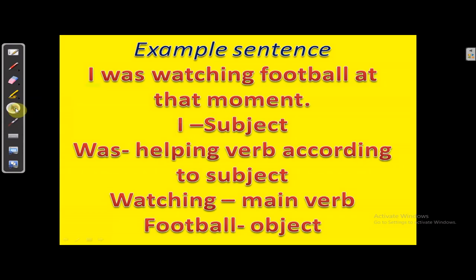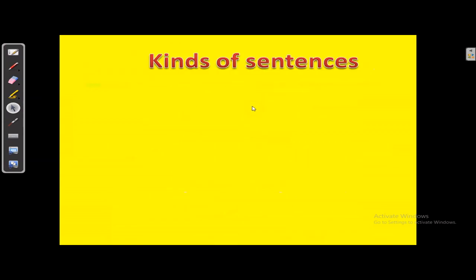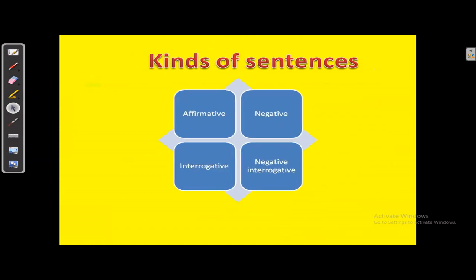Now moving further, what are the different kinds of sentences that we can write in the past continuous tense? There are four sorts of sentences that you can write. First is affirmative, second is negative, third is interrogative, and fourth is negative interrogative. These are the basic four forms of sentences that we can write in the past continuous tense. We should know what affirmative is, where we affirm or where we say yes. Negative is where we say no.